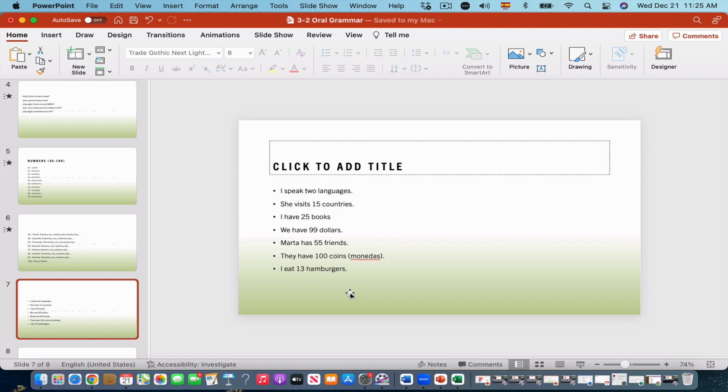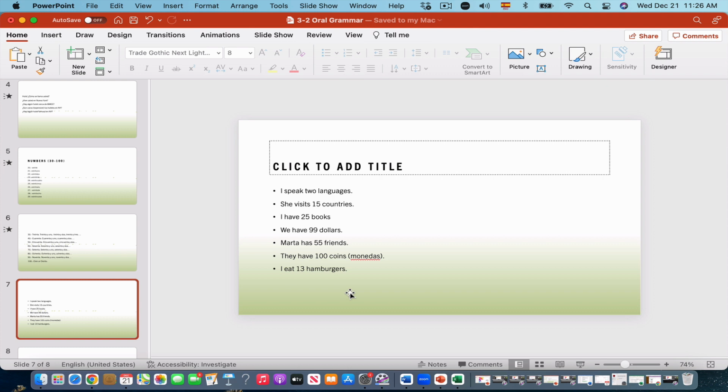Remember, books are libros. So yo tengo 25 libros. Yo tengo 25 libros. Now, we have $99. We say dólares. Dólares is dollars. So, we is nosotros o nosotras tenemos $99. Nosotras tenemos $99. For example, Marta has 55 friends.